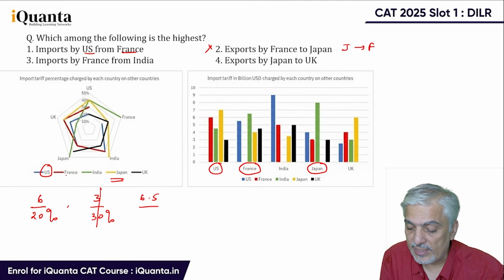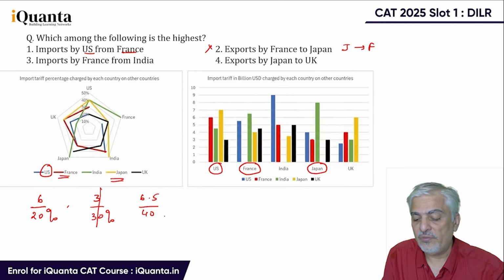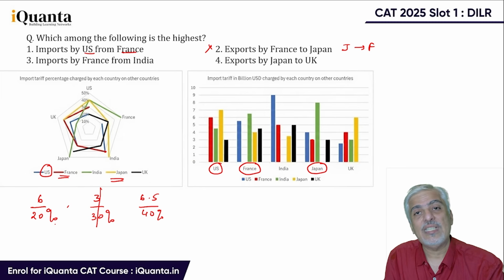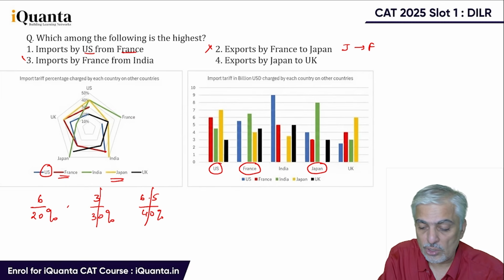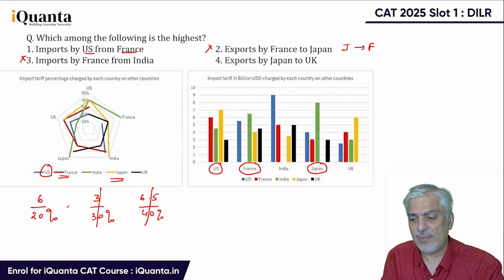France over here is red and India is over here. So red is reaching at 40%. So 6.5 divided by 40. Can you check? This is 6 divided by 20 and this is 6.5 divided by 40. That means the denominator is doubled. Numerator has hardly gone up by 10%. So this is obviously not higher. So this is also out. So third option is also out. I'm comparing it one at a time.